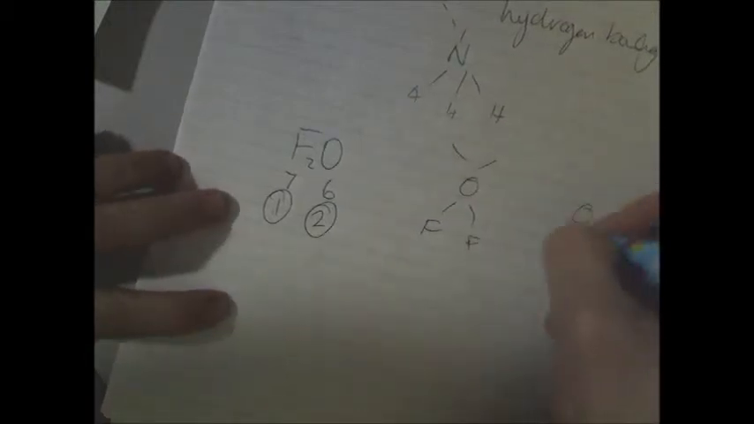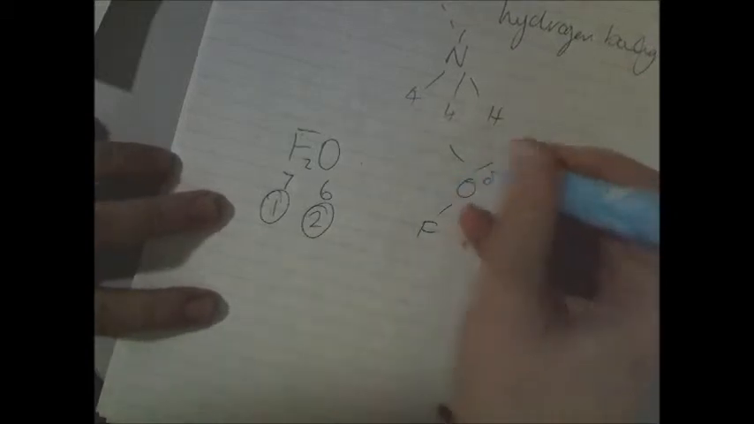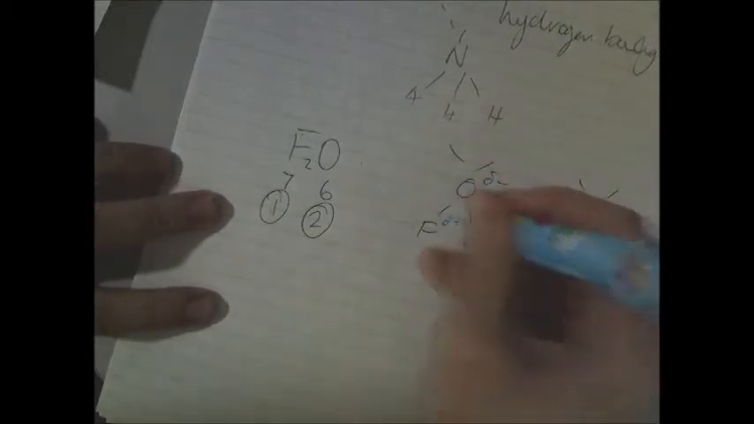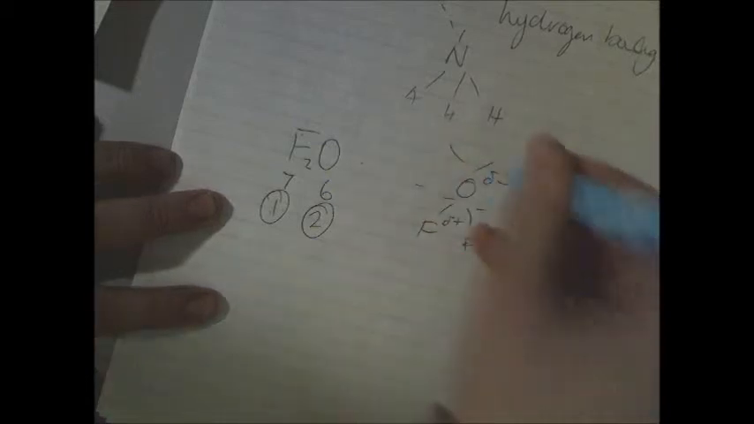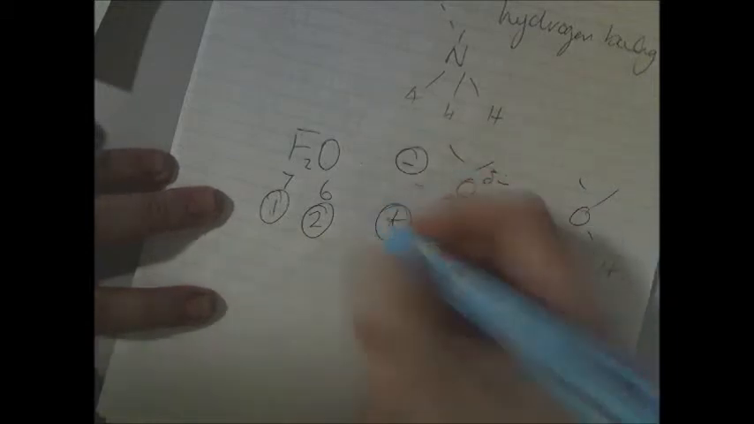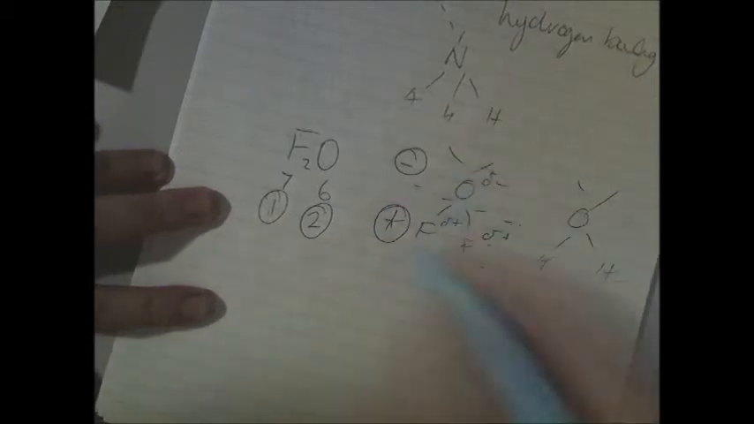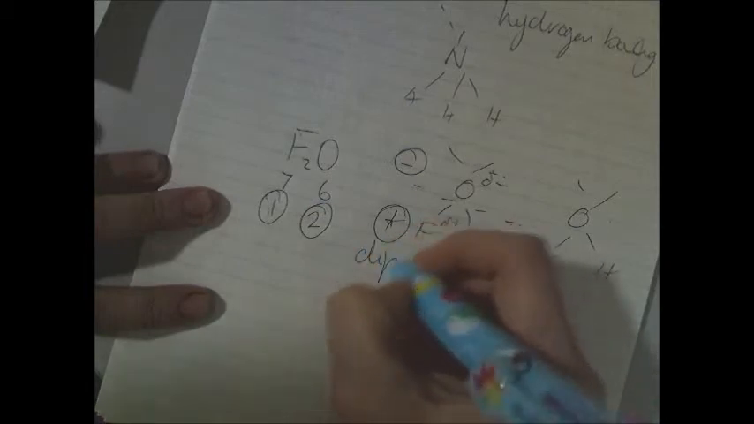F2O, oxygen has 6 electrons, F has 7, oxygen needs 2, F needs 1, so therefore you need 2 Fs. But you've still got 2 lone pairs, it's just like H2O, bent. Anyway, delta negative, delta positive, delta positive. So therefore it is polar, but it is not N, O or F bonded to a H, it's an O bonded to an F, so it's just dipole-dipole.